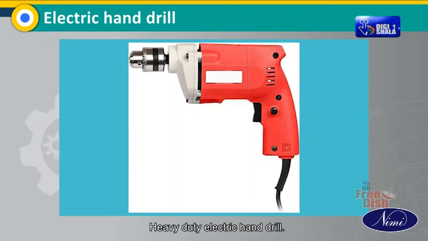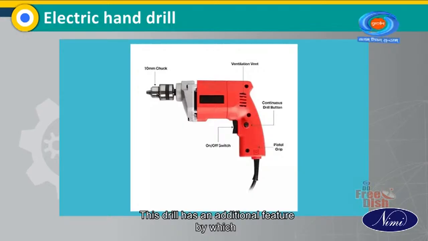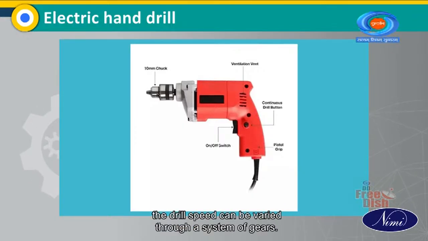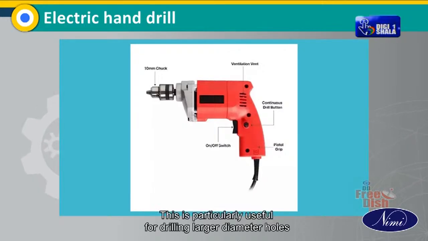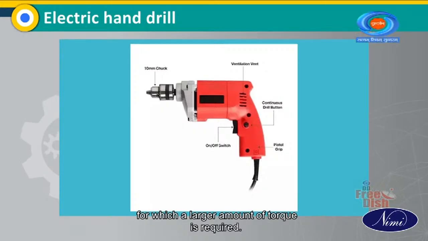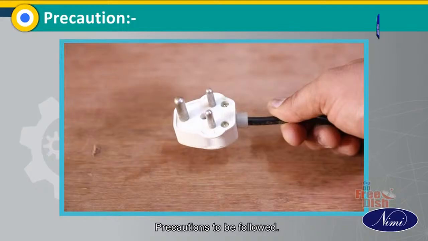Heavy-duty electric hand drill. This drill has an additional feature by which the drill speed can be varied through a system of gears. This is particularly useful for drilling larger diameter holes for which a larger amount of torque is required. Precautions to be followed.